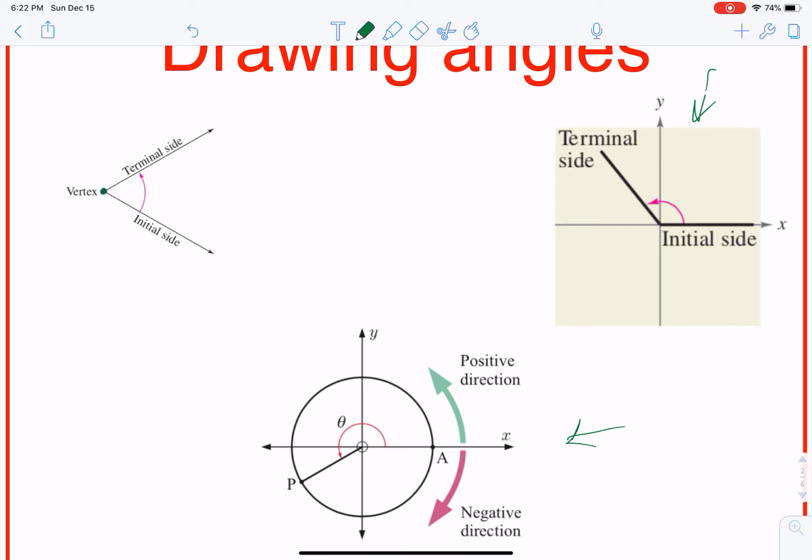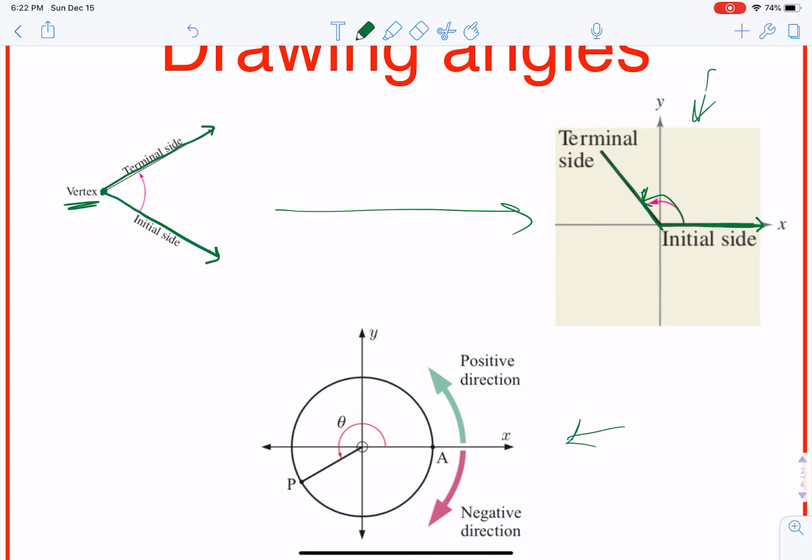We have the vertex of our angle here, which you can see. The initial side is where my angle starts, and the terminal side is where my angle ends. Looking at that on a coordinate plane, the initial side is always what extends onto my x-axis, in quadrant 1, so those positive x values, and my terminal side is just the other end of my angle. So here would be the measure of my angle.